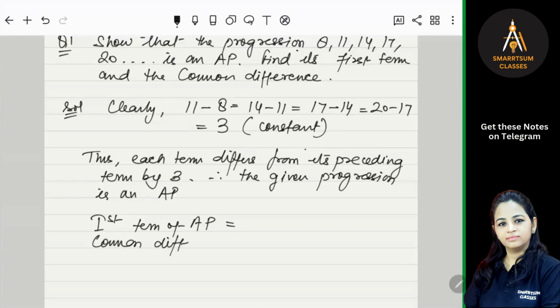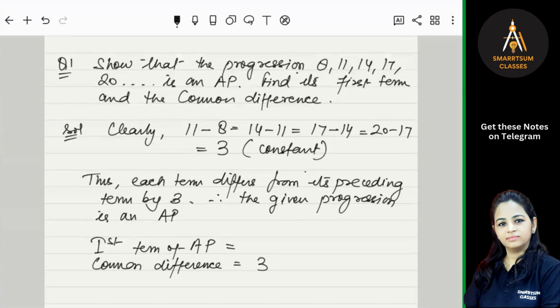And the common difference is 3, right? So common difference is 3. And what is the first term of the AP? See the sequence? Ma'am, 8. 8. First term is 8 and common difference is 3. Is that clear?